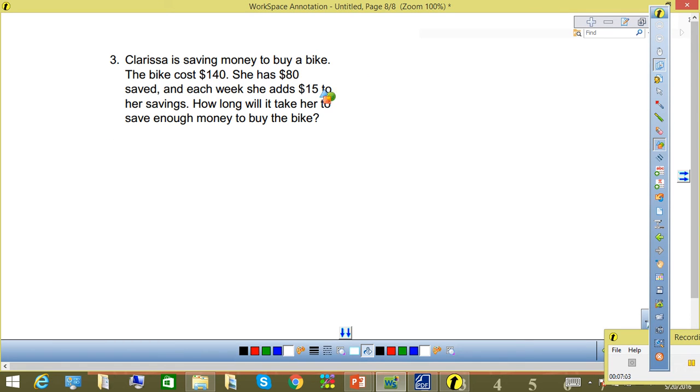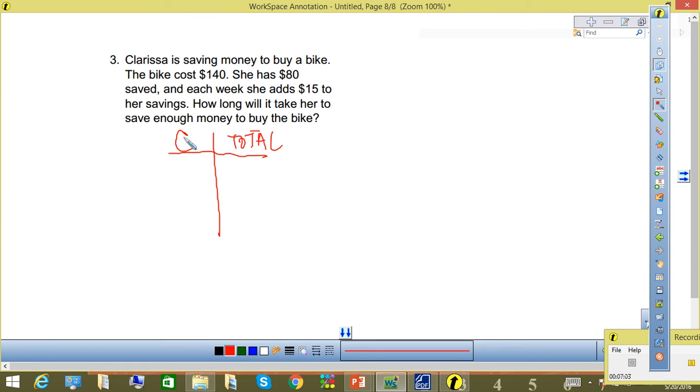Clarissa's saving money to buy a bike. The bike costs $140. She has $80 saved, and each week she adds $15 to her savings. How long will it take her to have enough money to buy the bike? So here we make a table. It's only Clarissa, right? So one line down, one across. I just put C and total.